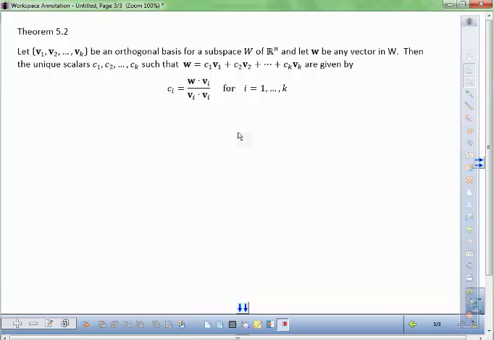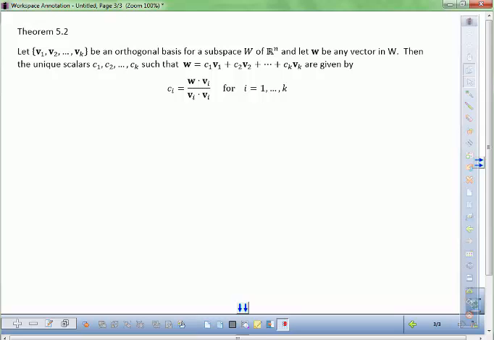All right. Let's move on and keep looking at some of the theorems and definitions that are included in this section. Now we have a smaller set. k can be equal to n or it can be less than n, but k is just the number to represent that this is possibly less than n, the dimension of Rn. So suppose V1 through Vk is an orthogonal basis for a subspace W, and let W be any vector in W.